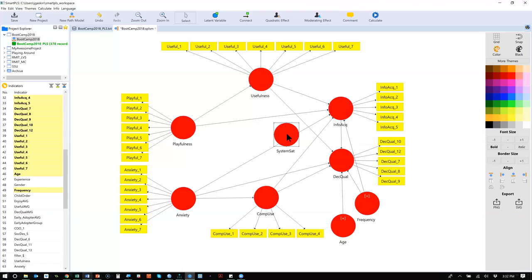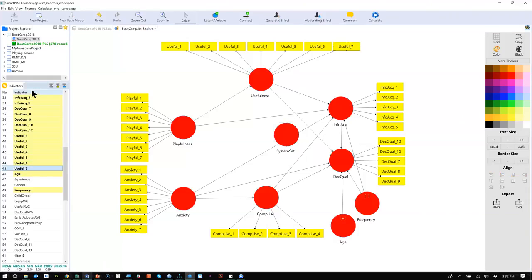And then I have to give this system satisfaction all of the indicators. This is called the repeated indicator approach. You give it all of the indicators that are part of its constituent variables. So this would be all of the information acquisition and decision quality right here.